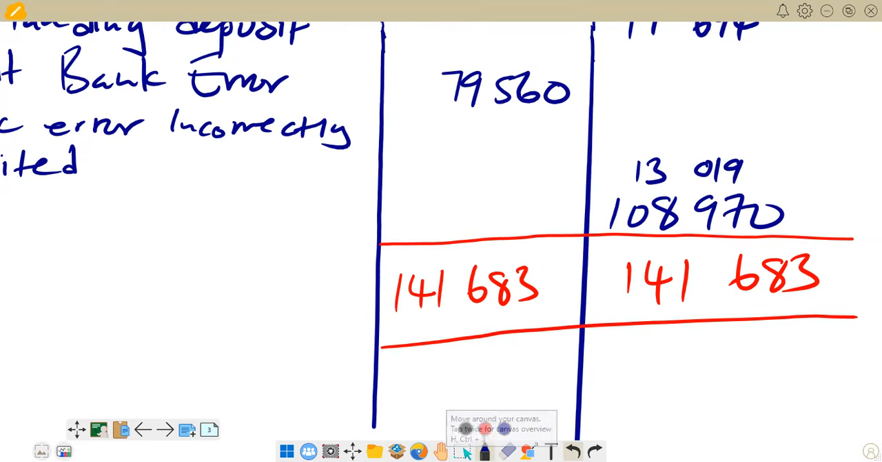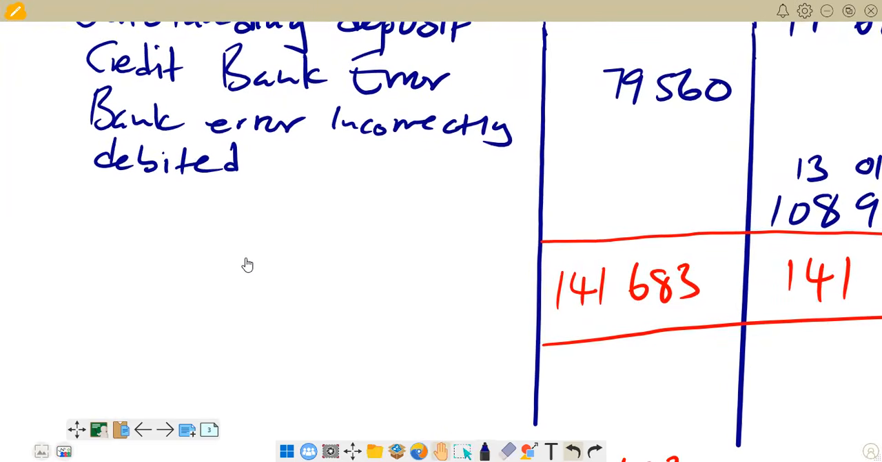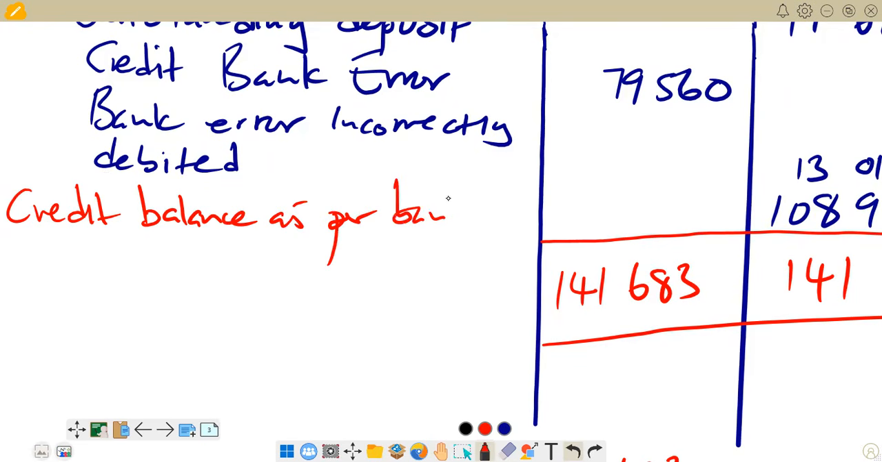So you come here now on the description of this figure that we have. This is now the credit balance as per bank account. Remember, this is the bank account balance that we calculated there. So this one is now the credit balance as per bank account. Right, it's a credit balance of the bank account.